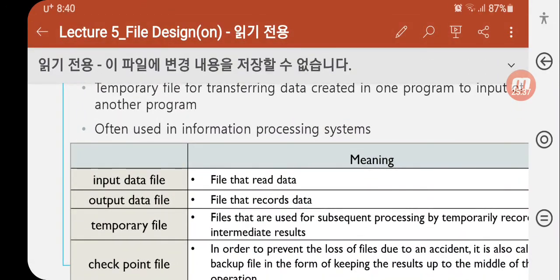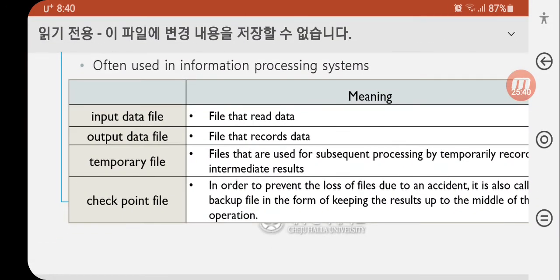Input data file, that reads data. Output data file, that records data. A temporary file that is used for subsequent processing by temporarily recording intermediate results.